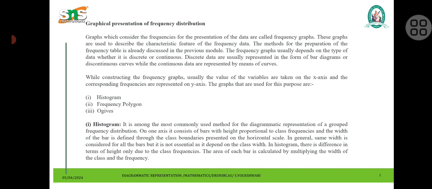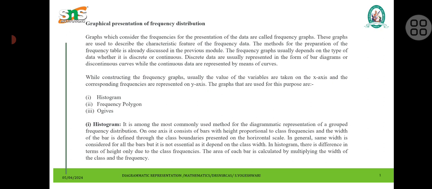Discrete data are usually represented in the form of bar diagrams or discontinuous curves, while continuous data are represented by means of curves. While constructing the frequency graphs, usually the values of the variable are taken on the x-axis and the corresponding frequencies are represented on the y-axis. The graphs used for this purpose are the histogram, frequency polygon, or ogives.